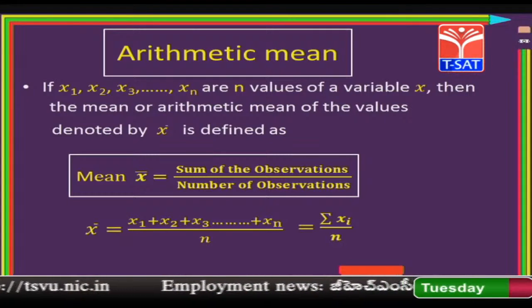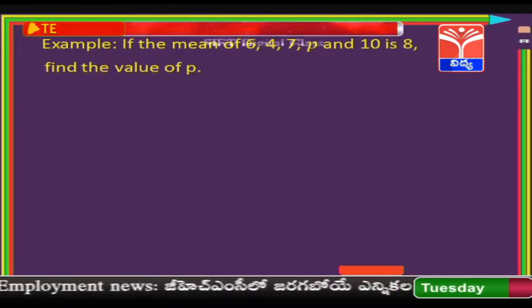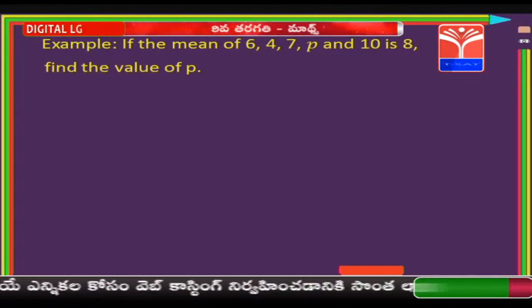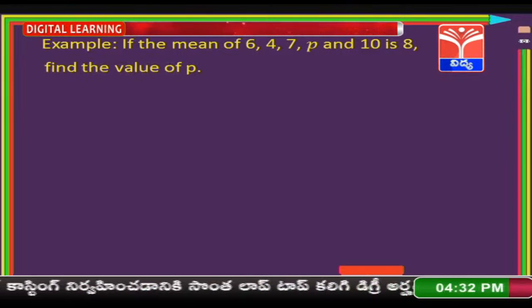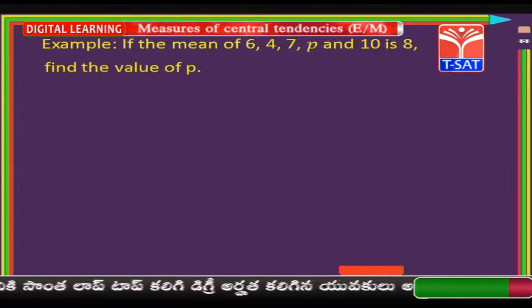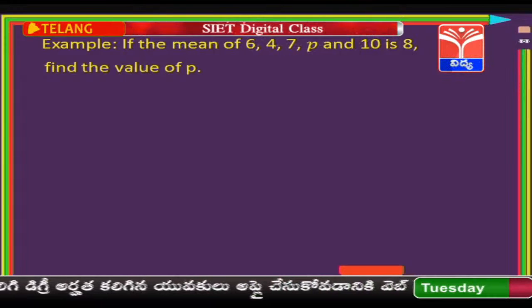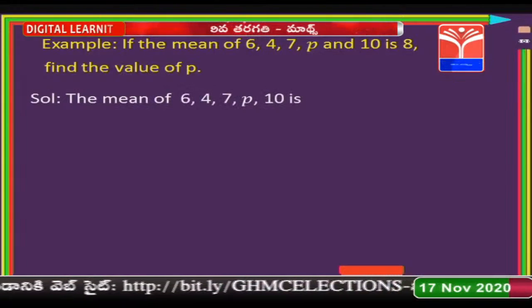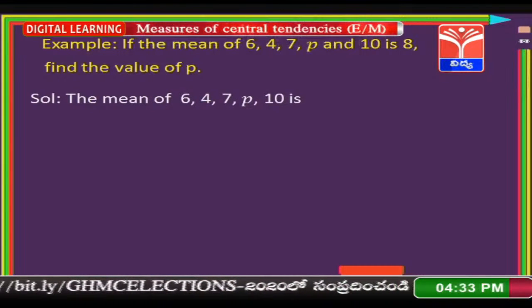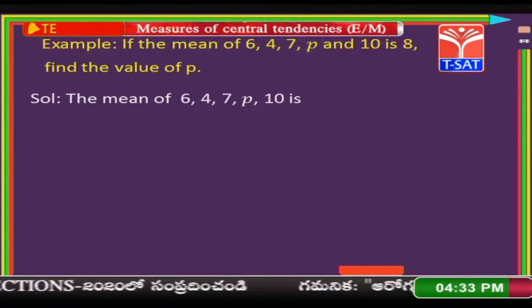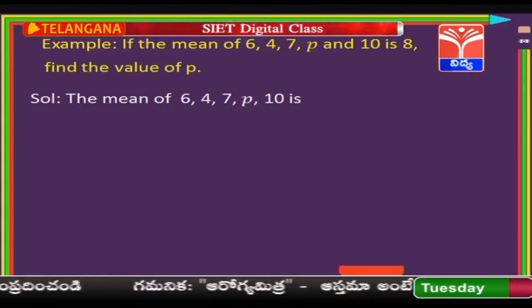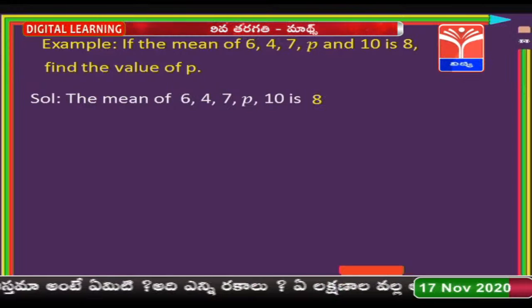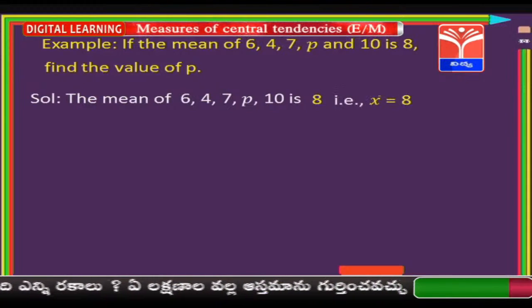So, when you take a simple problem here, if the mean of 6, 4, 7, p and 10 is given as 8, we are going to find the value of p. So, what exactly is mean? The mean of the observations is given as the sum of the observations divided by the total number of observations. So, what is the data here? The data is given as 6, 4, 7, p, 10 and the mean is given as 8. So, it means that the value of x bar is 8.